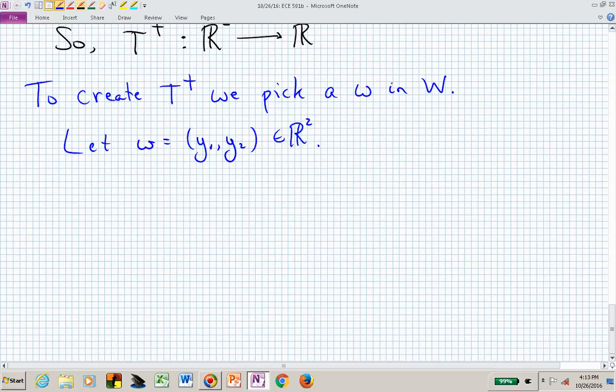And what we want to do is pick that adjoint to satisfy the defining relationship for the adjoint. If I now have the inner product of v with T dagger w, what does that equal by definition of the adjoint?